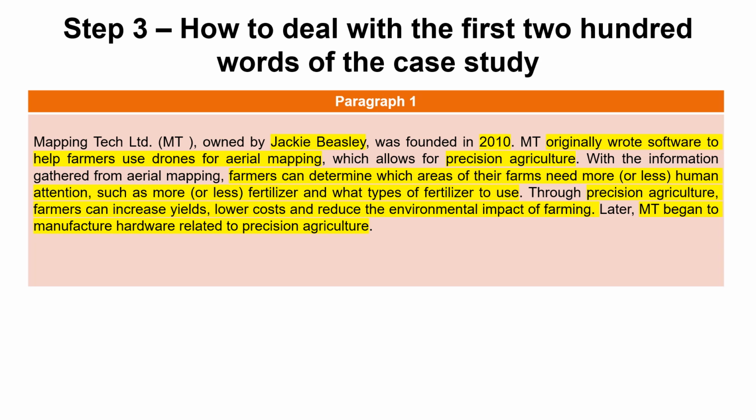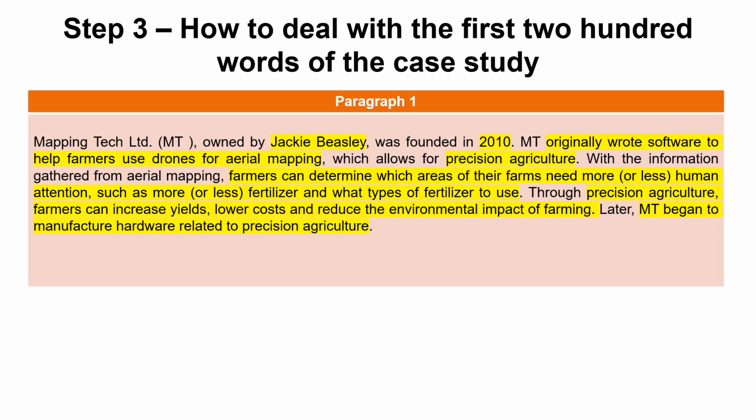So she's entered what? A growing market, a very small market, a large market. Farmers can determine which areas of their farms need more or less human attention, such as more or less fertilizer and what types of fertilizer to use.